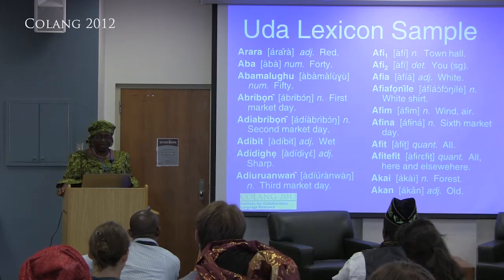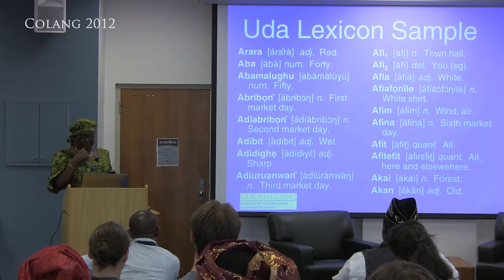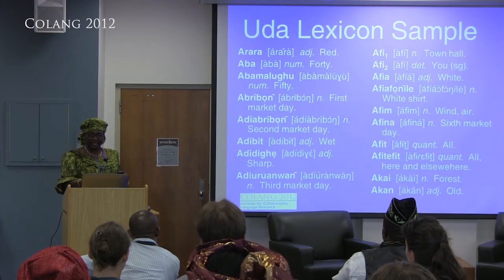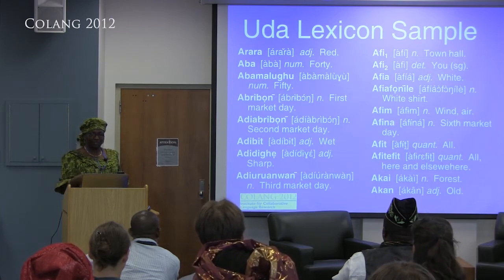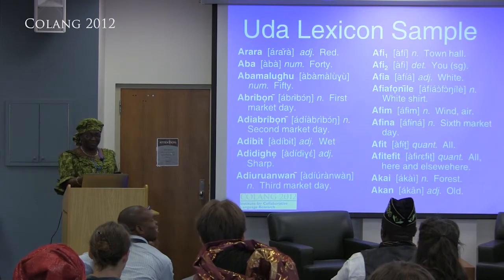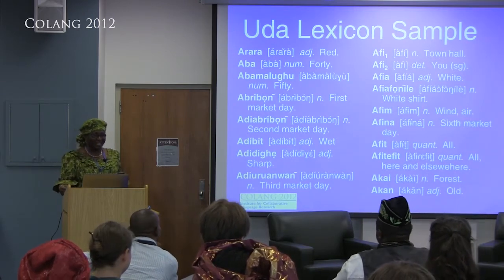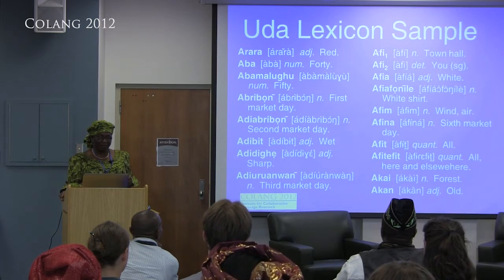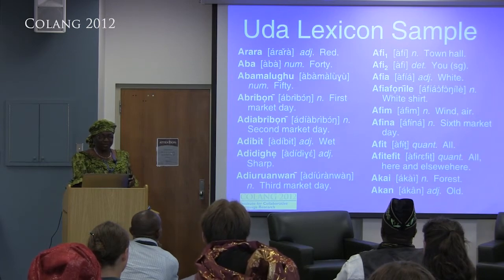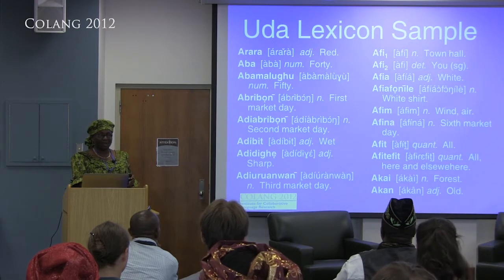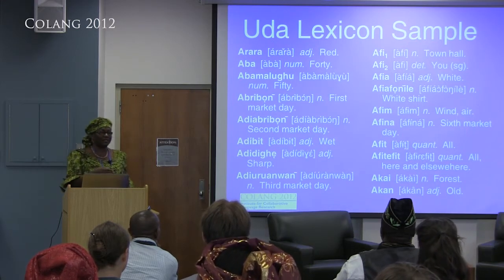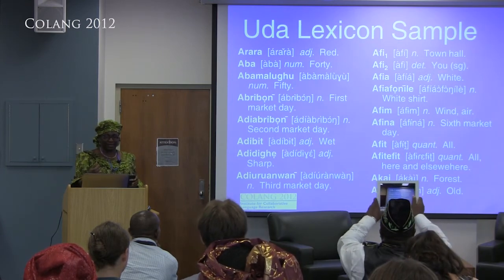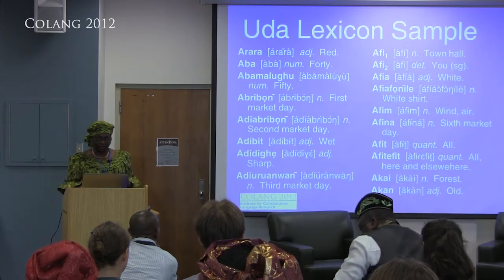And so the pronunciation is to guide one to read this. So for instance, a word like afia famili, which is the noun for white shirt, the type that Chris is wearing, would be represented like that. And then a word like the first market day in Uda country, we have abribon. You see the E is the bad one. But since we agreed that we represent the allophones and the phonemes with the same symbol, it is spelled like that, and that is the pronunciation.